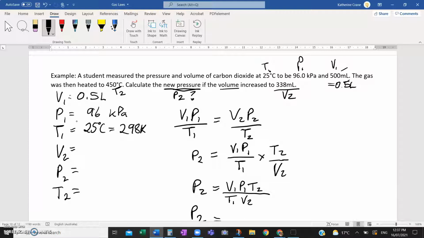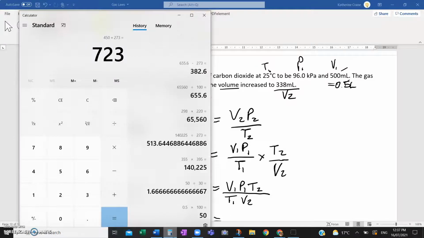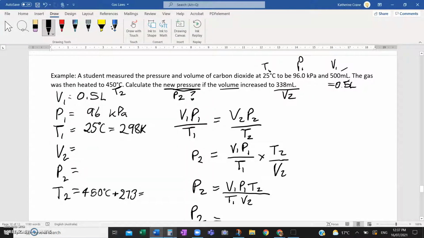The gas was then heated to 450 degrees Celsius. So here's 450 degrees C. We need it in Kelvin, so we need to add 273. And if we add 273, 450 plus 273 is 723 Kelvin.